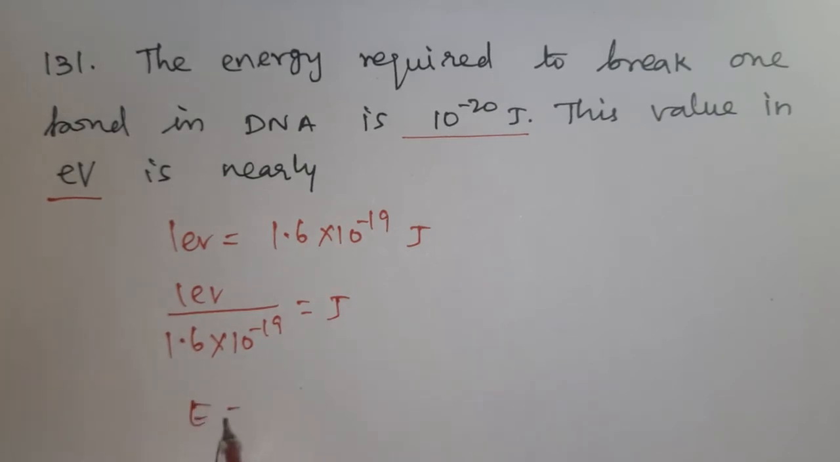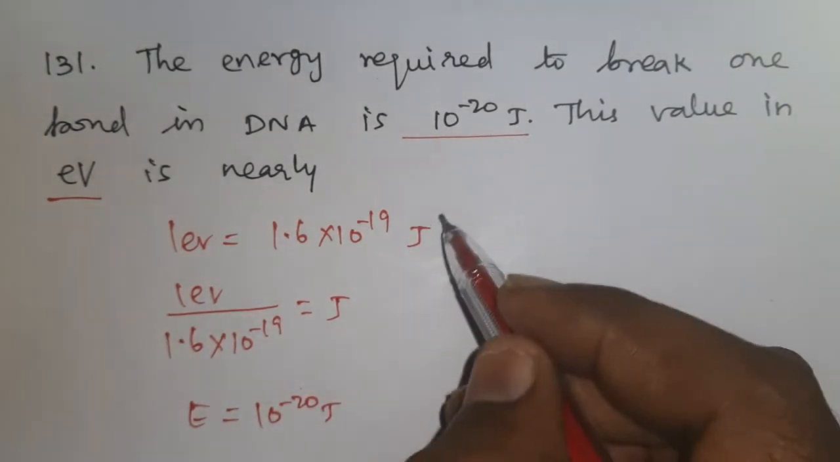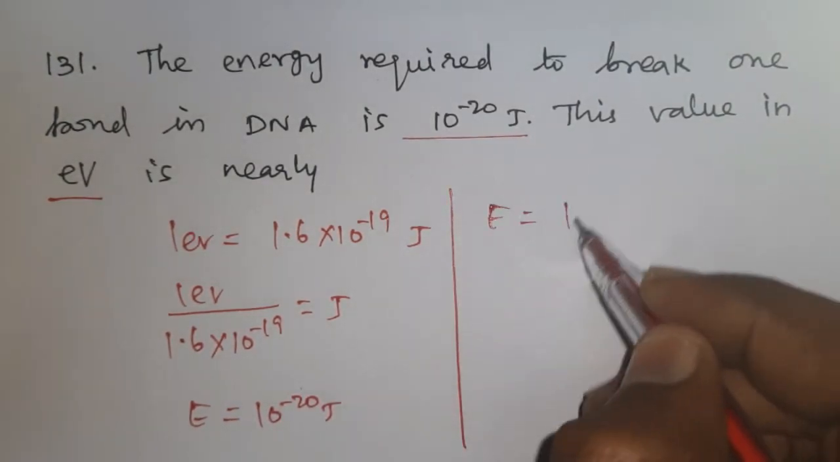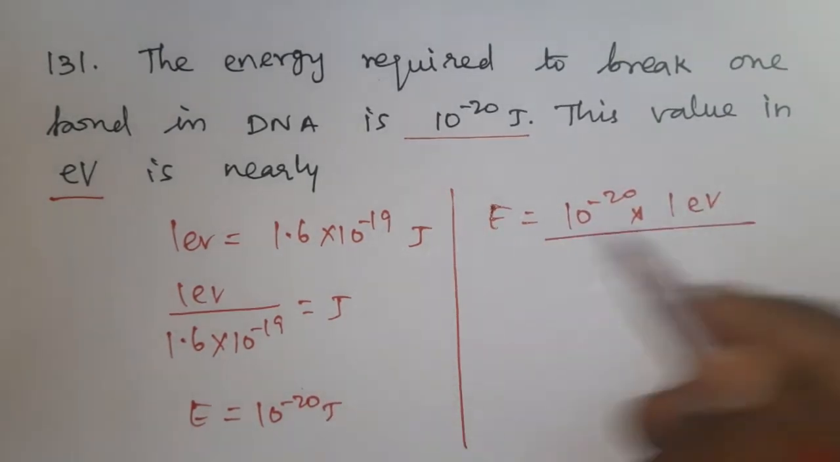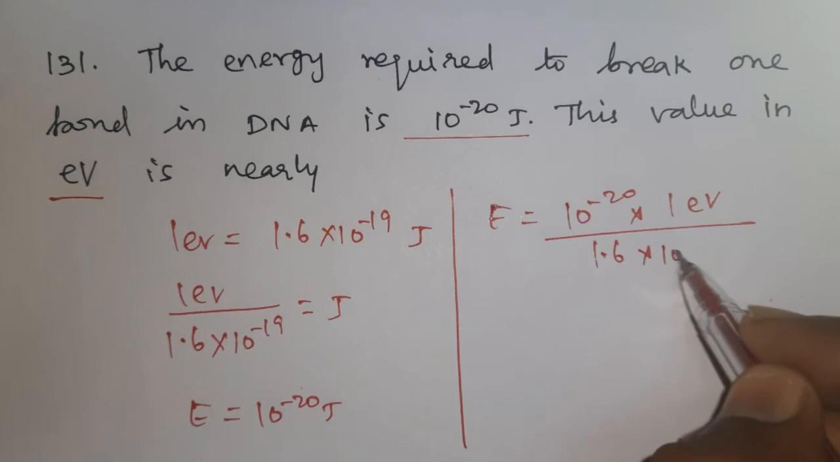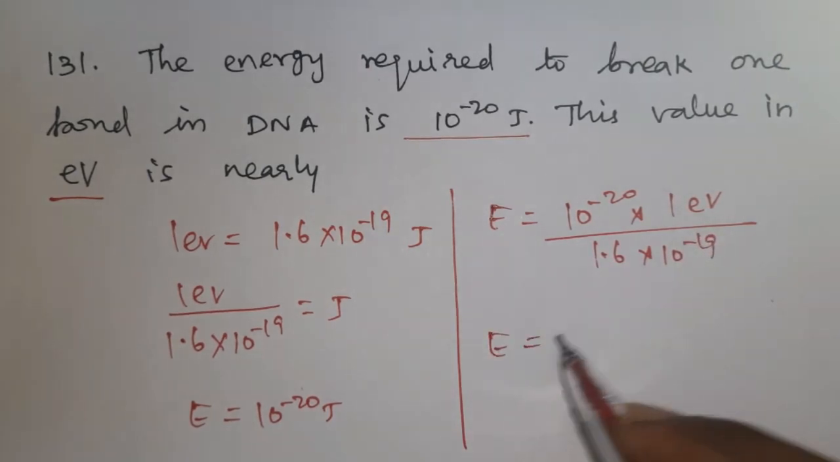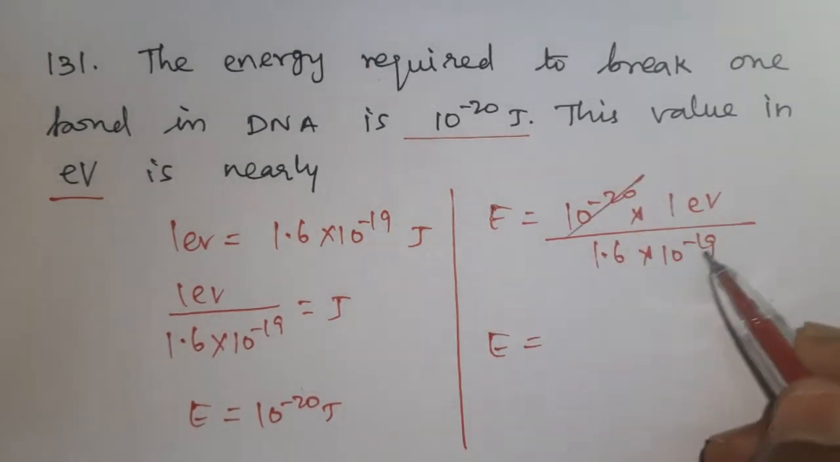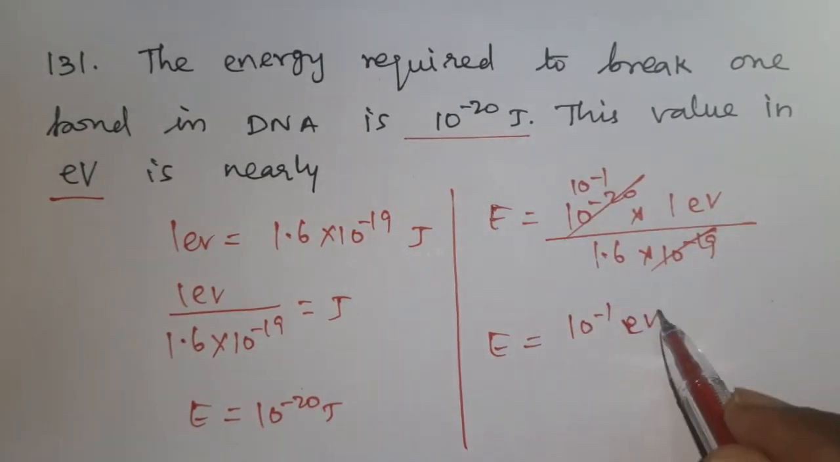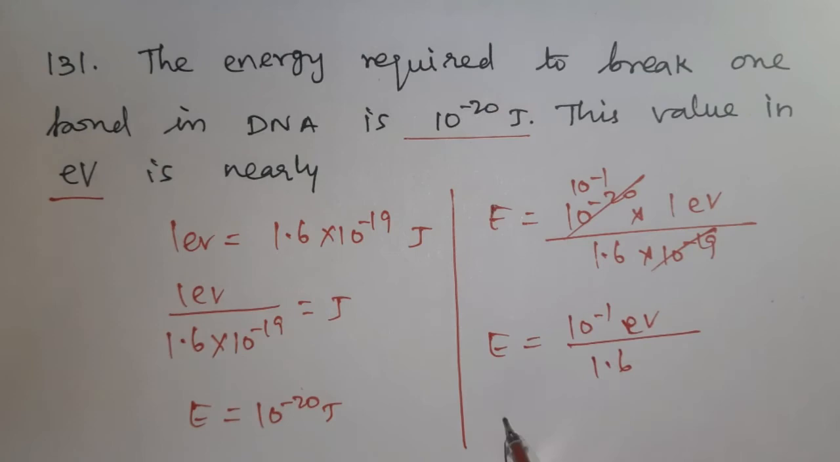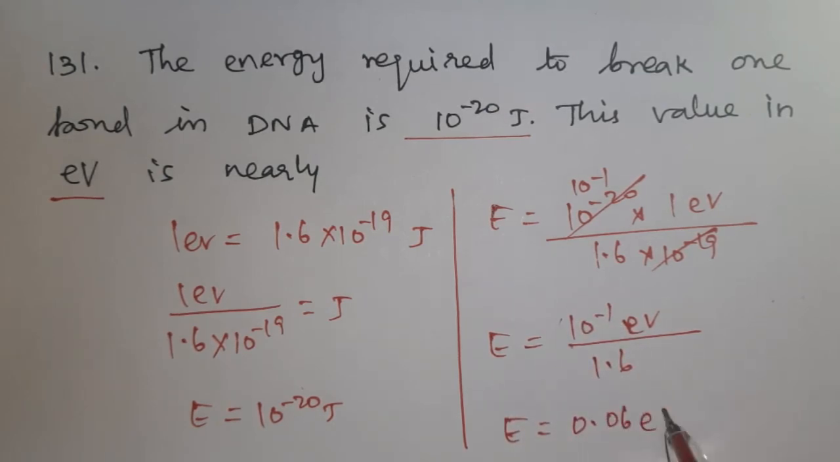E is equal to 10 power minus 20 joule, that is the given energy value. Now E is equal to 10 power minus 20 joule times 1 electron volt divided by 1.6 times 10 power minus 19 joule. If you simplify this, you can cancel. So I'll get 10 power minus 1 electron volt by 1.6. Now E is equal to, if we simplify this, 0.06 electron volt.